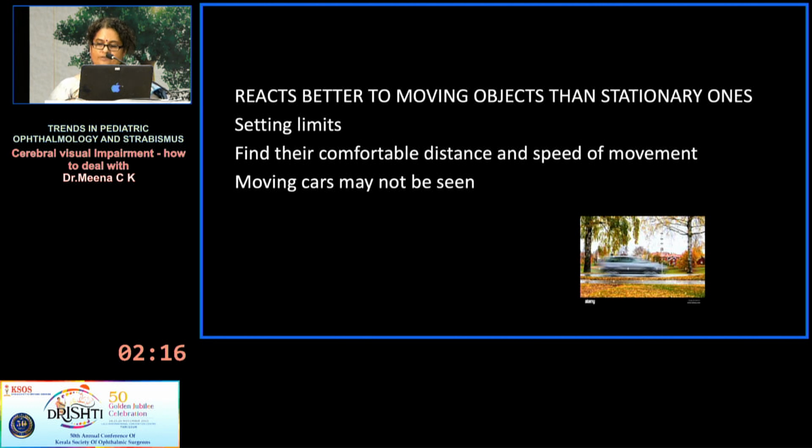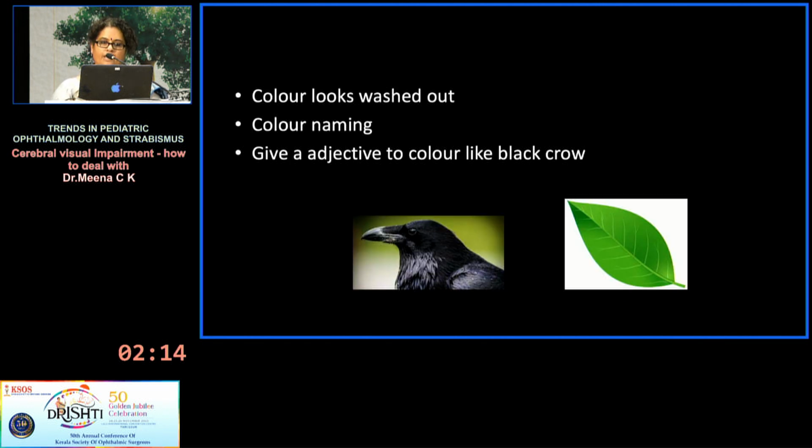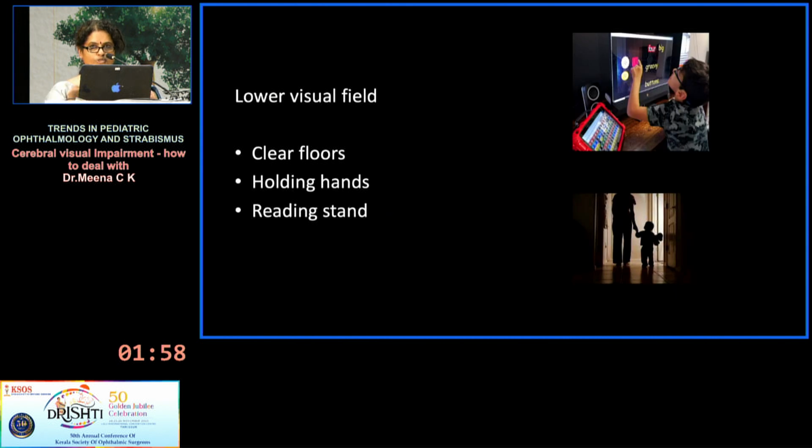So you have to find a comfortable distance and speed of movement, and usually they have washed out colors. So you can do color naming, giving an adjective to each color, like saying this is a black crow and a green leaf, so that they will relate to it. And usually lower visual field defects are very common, as I've mentioned earlier. In such cases, you should clear the floors for them and hold their hands, and the reading stand, where they can make use of the upper fields, is more important.